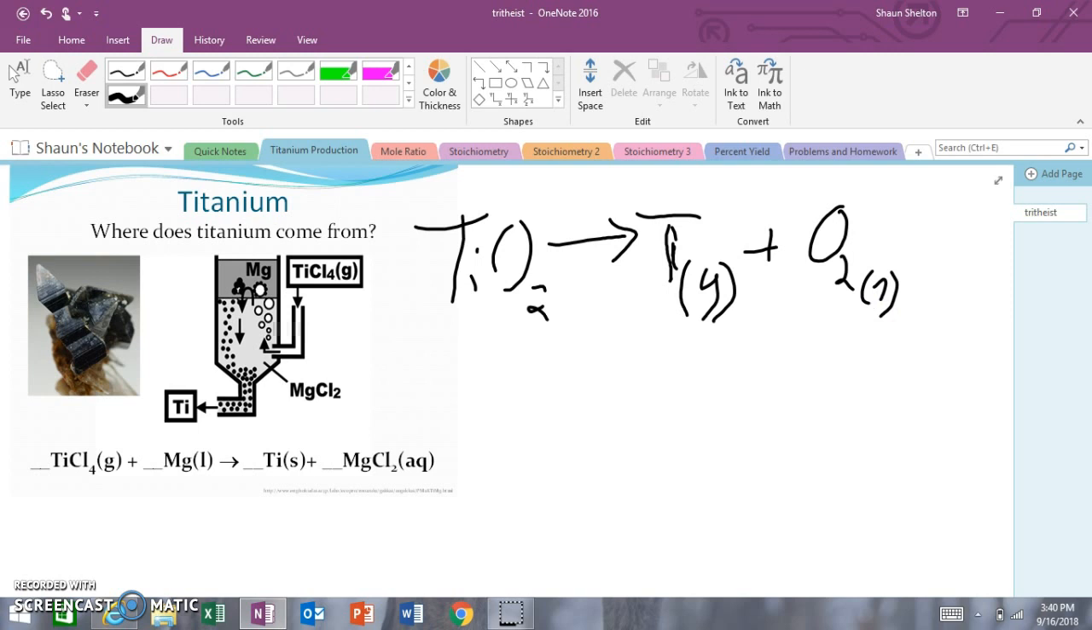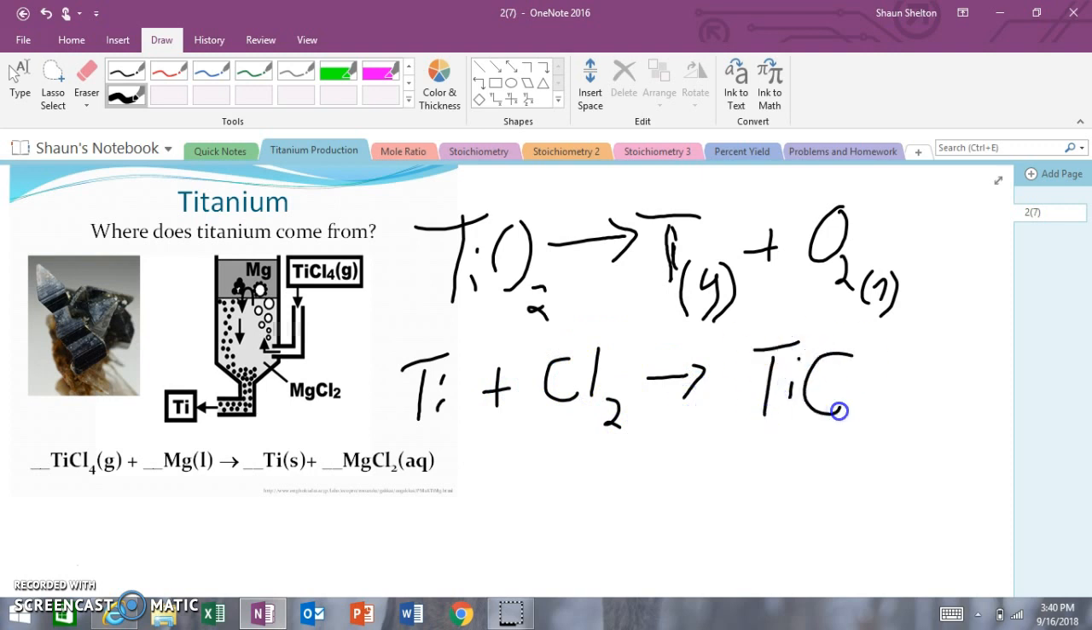So what they do is they take the titanium and react it with chlorine gas. They inject chlorine gas into this sample, and it forms titanium tetrachloride, TiCl4. Keep in mind this is a very high temperature, so these are all gases here. Now the other thing we're going to pay attention to is the balancing of equations. There are 4 Cl's on the right hand side, there are 2 on the left, so we're going to put a 2 in front of that.